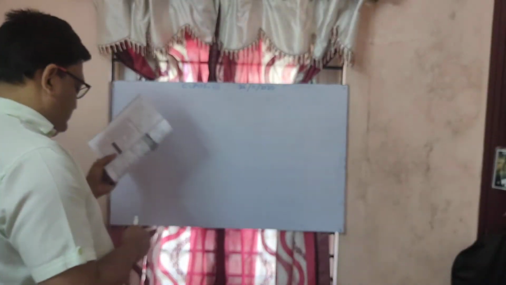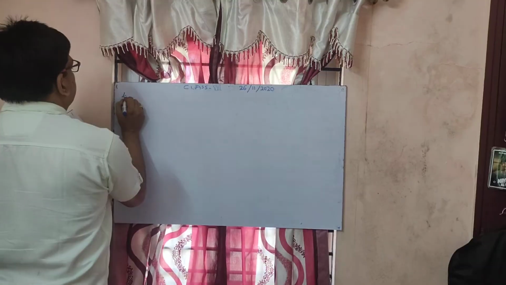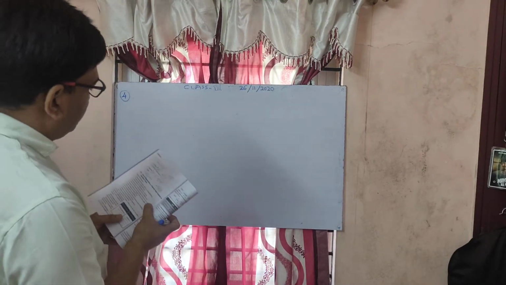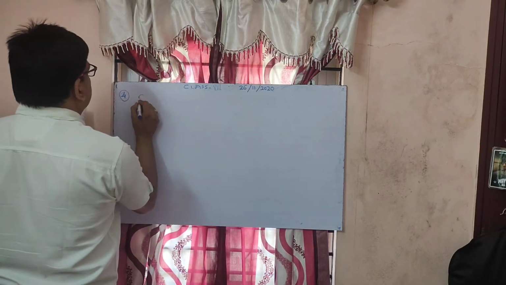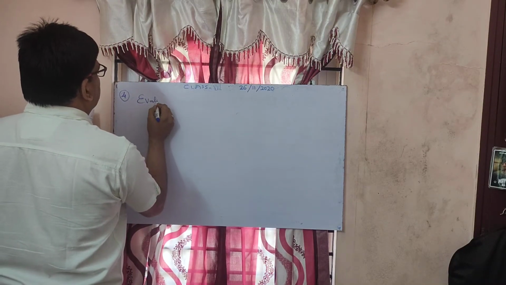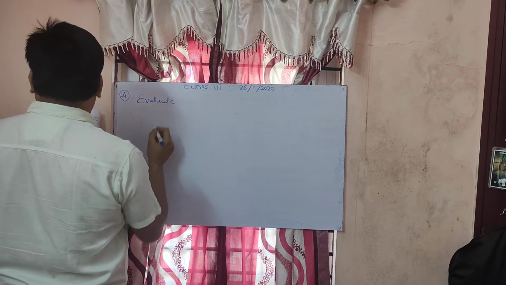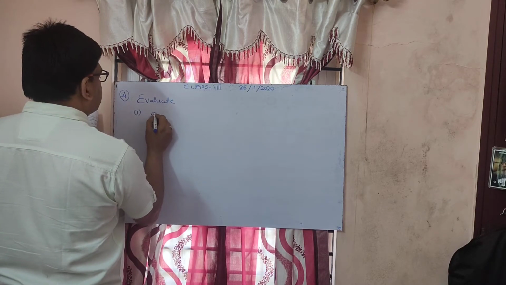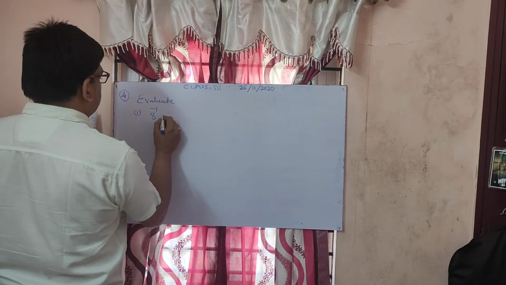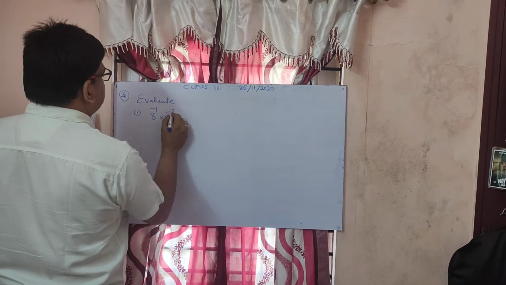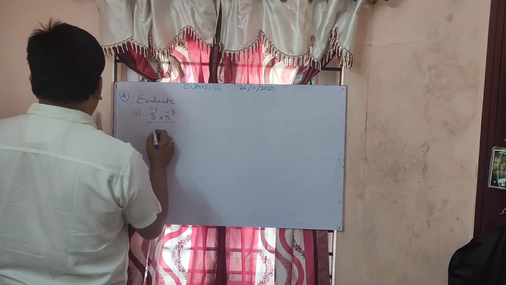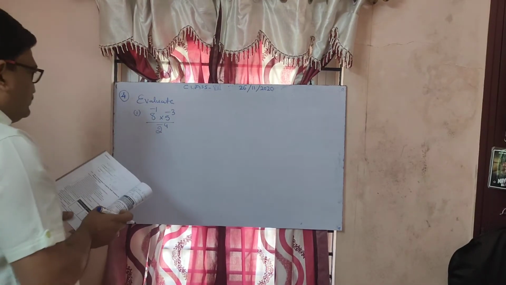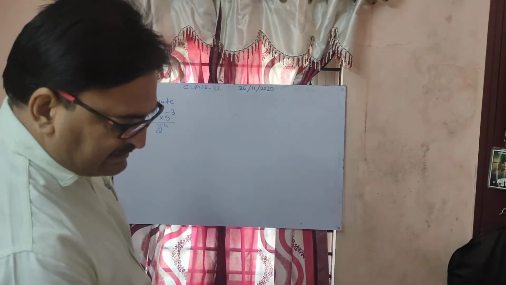That is, evaluate the first one, 8 raised to minus 1 into 5 raised to minus 3, 2 raised to minus 4. So you have to evaluate, means you have to find the answer of it.